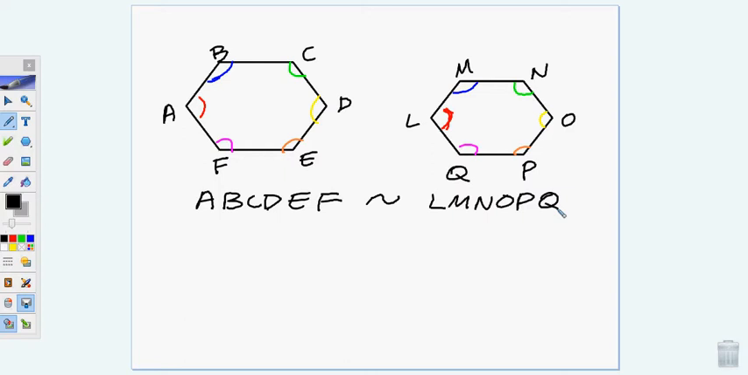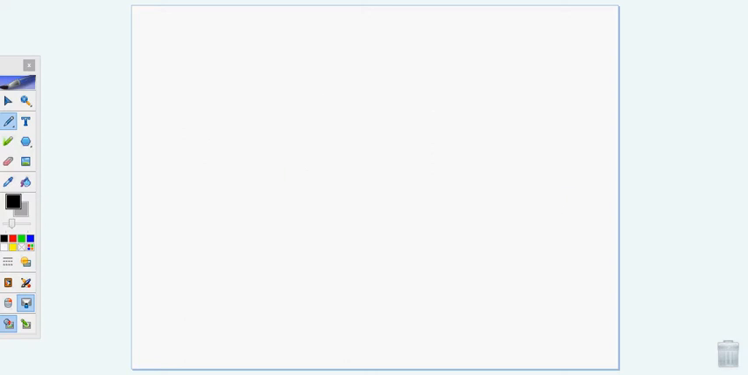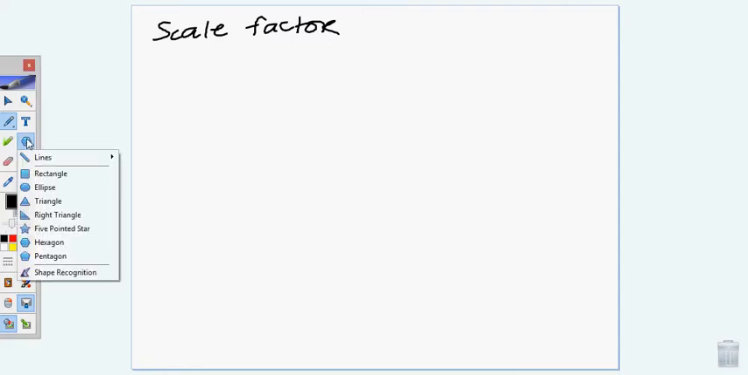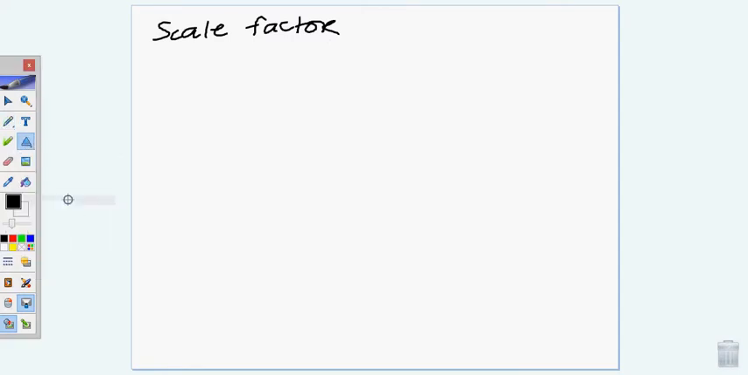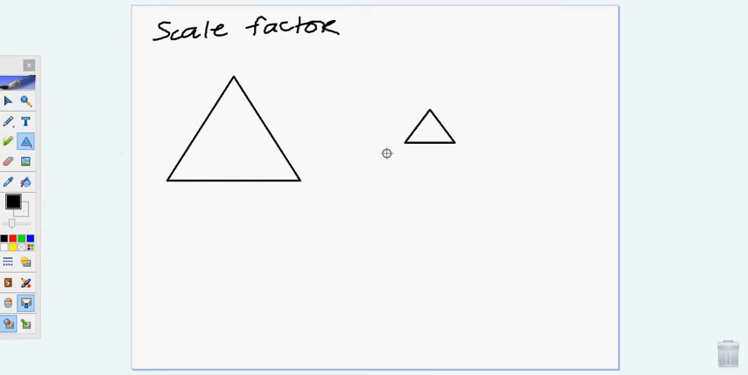Okay, so now let's look at what we do with similar polygons when we're talking about length. Similar polygons are related by what we call a scale factor. Okay, a scale factor. And what a scale factor is, it basically controls the ratio of one side to another side for those two polygons. Okay, so let's use something with fewer sides than a hexagon because it gets hard to draw. So let's use two triangles here.